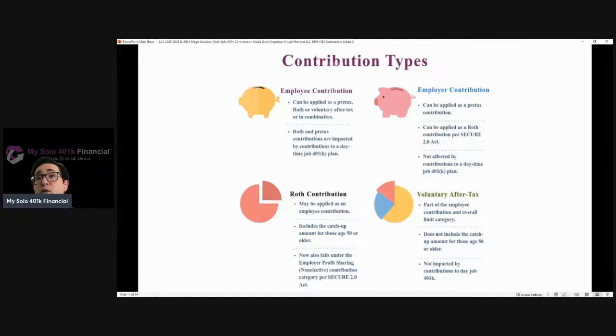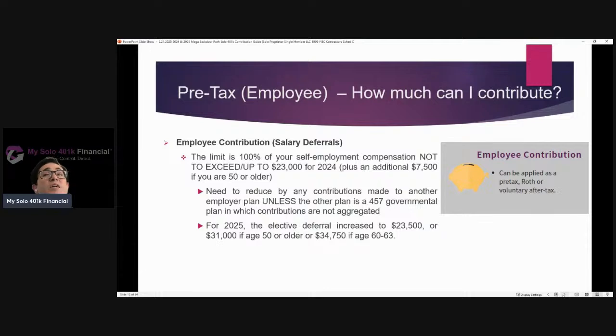So that's the overall limit. Then you got to recognize that there are different types of contributions, right? Again, you got different buckets. For example, the employee contribution bucket. You've also got the employer contribution bucket. And then if you have a plan like ours that allows it, one can also make Roth and or voluntary after-tax contributions. So let's start to dig into these different sub-limits.